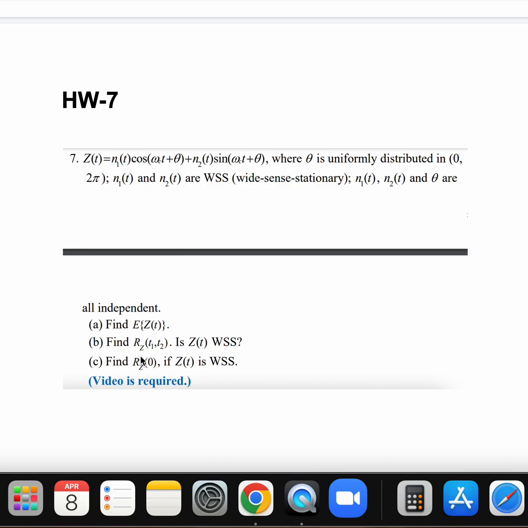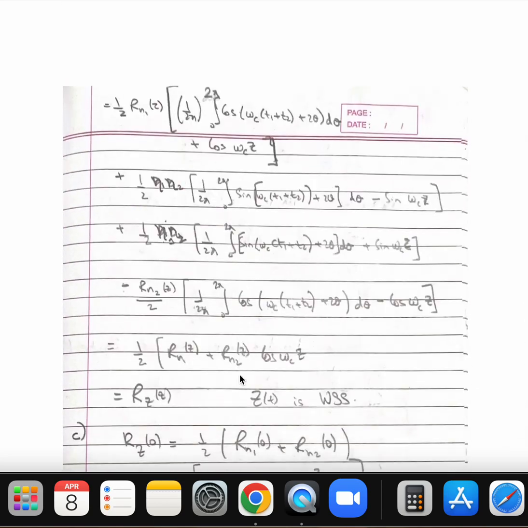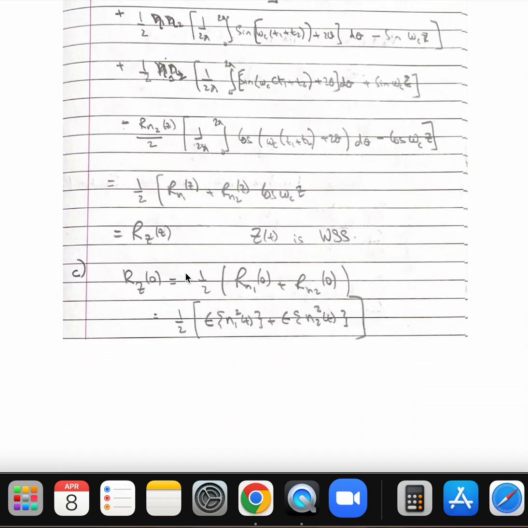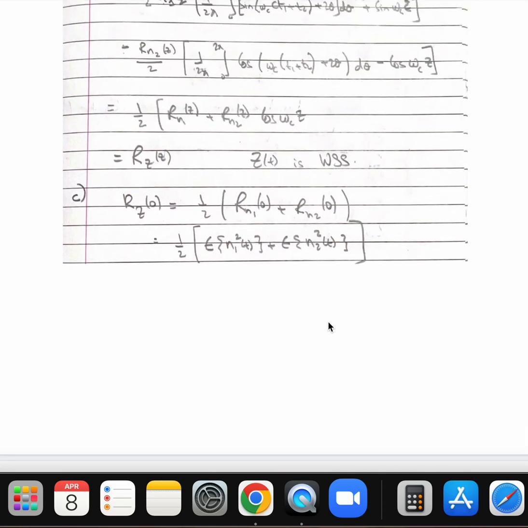Moving on to the third part. The third part basically asks us to find R_z(0) if Z(t) is wide sense stationary. So just substituting the values into the equation from part 2, where we substitute tau as 0, we get R_eta1(0) plus R_eta2(0), times cos 0, which is 1. So half of that is half of the expected value of eta 1 squared plus the expected value of eta 2 squared. So this ends the 7th question.